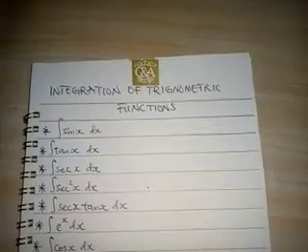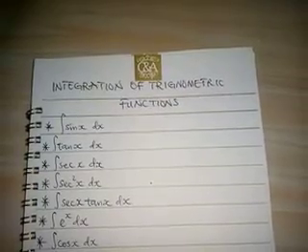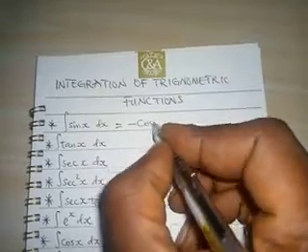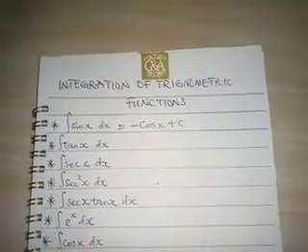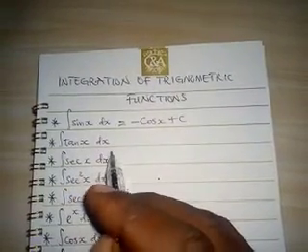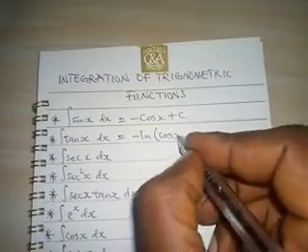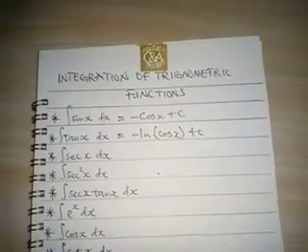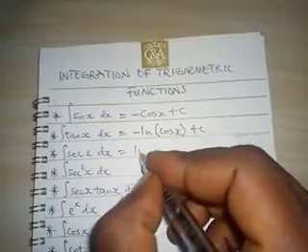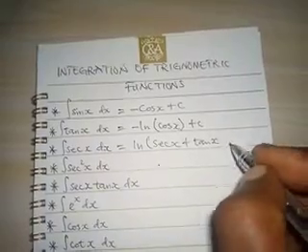In this video, we're going to talk about integration of trigonometric functions. Now, if we integrate sine x with respect to x, we're going to get negative cos x plus c, the constant. If we integrate tan x with respect to x, we're going to get negative ln cos x plus c. If we integrate sec x with respect to x, we're going to get ln sec x plus tan x plus c.